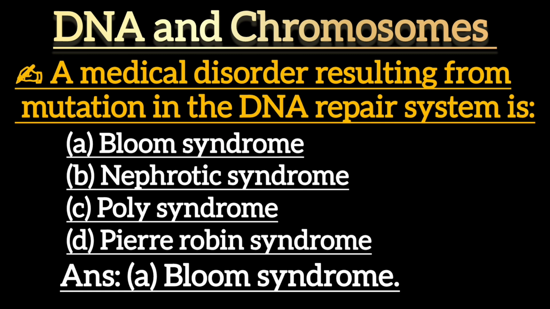Next one is a medical disorder resulting from mutation in the DNA repair system is option A, Bloom syndrome. Option B, nephrotic syndrome. Option C, Poly syndrome. Option D, Pierre-Robin syndrome. Correct answer is option A, Bloom syndrome.